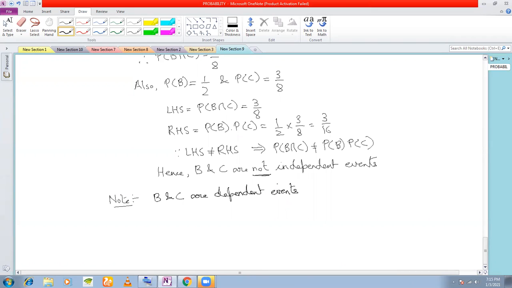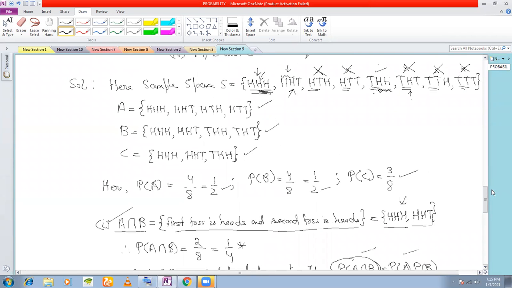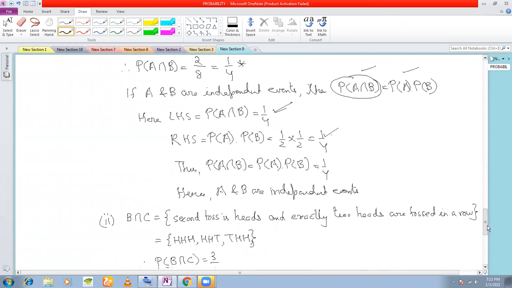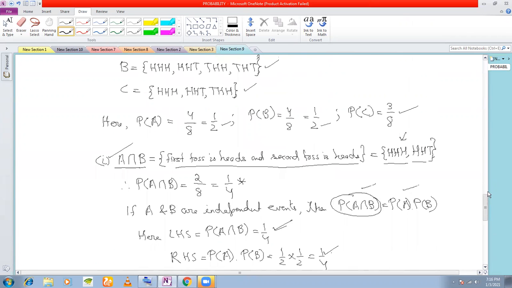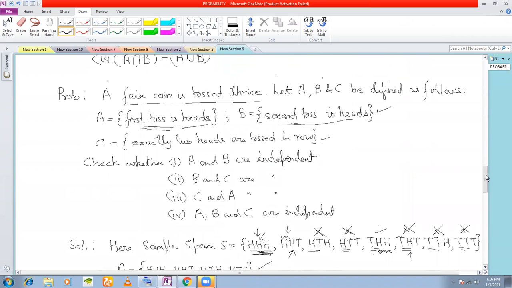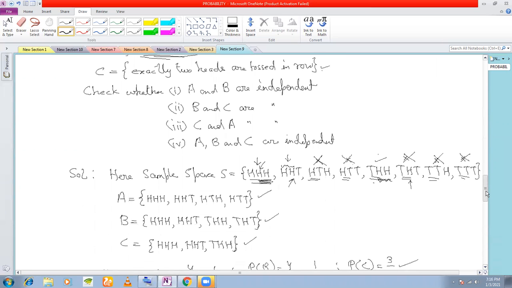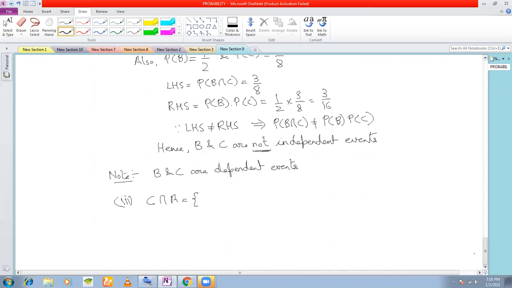Let us work the third one out similarly. Third question is check that C and A are independent. So first let us find out C intersection A. What is this event? What is the event C? The event C is exactly two heads are tossed in a row, and A is the event first toss is heads.